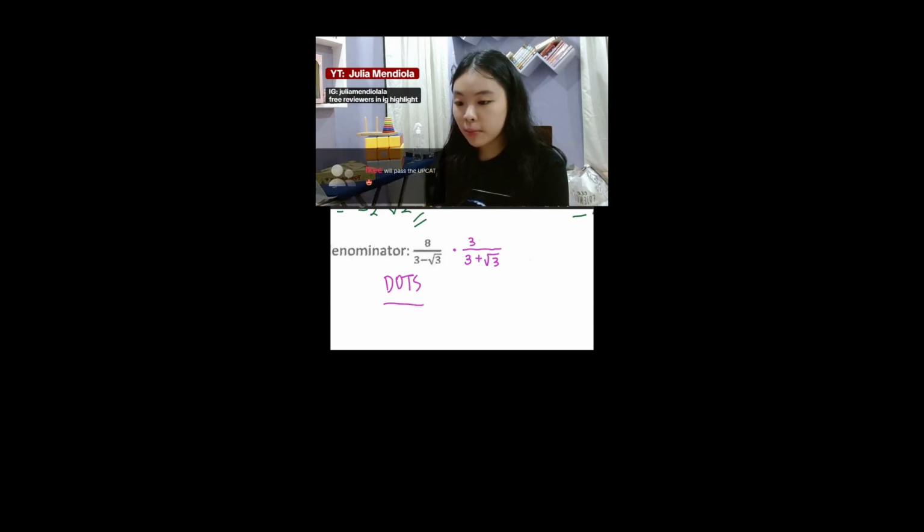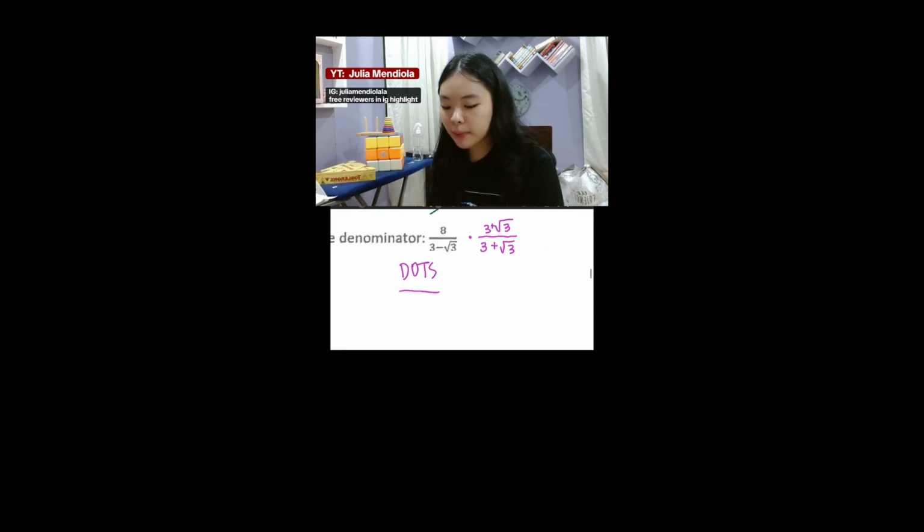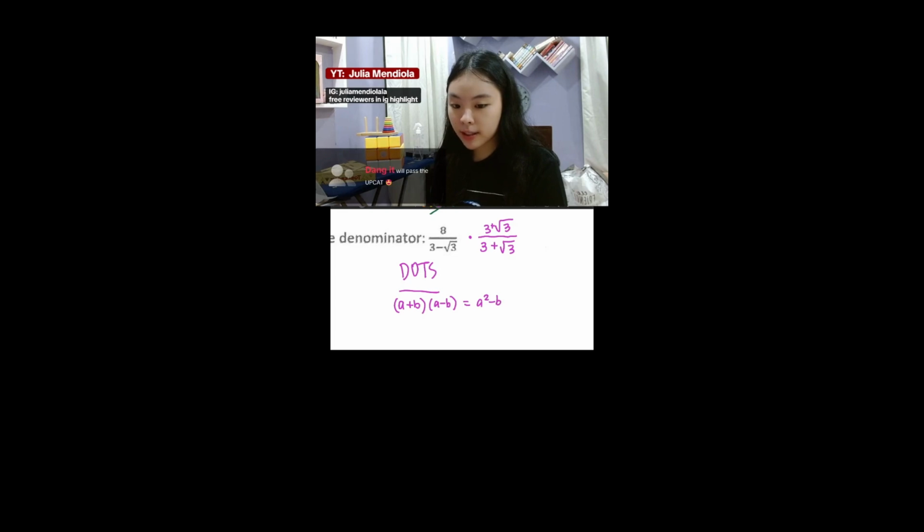Again, whatever you multiply sa ilalim, ay kailangan i-multiply sa taas. Plus square root of 3. Bakit plus? Okay, dito na papasok. Remember, ang meaning ng dots ay a plus b times a minus b ay equal to a squared minus b squared. FOIL method? Yes. This is not FOIL method. Kind of, but yeah. So this is you have to remember.